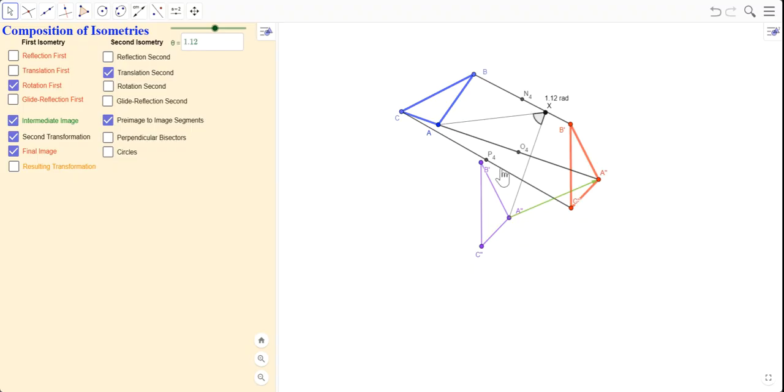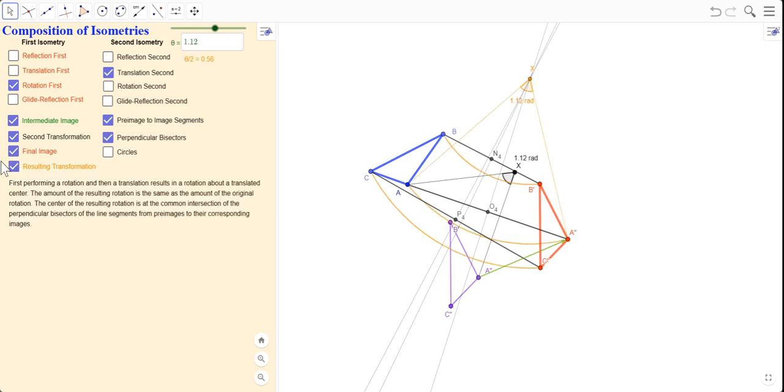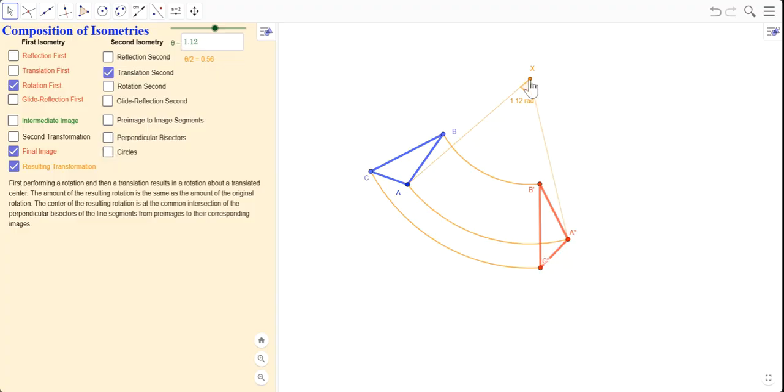They're not parallel. They're not necessarily the same length either. The midpoints do not form a line, which would happen in a glide reflection, but their perpendicular bisectors do meet at a common point, and that common point is the center of our rotation. So the final image, if I take away some of this other stuff, is going to be a rotation about that point. Again, that point is where the perpendicular bisectors of the line segments connecting pre-image to image points meet.